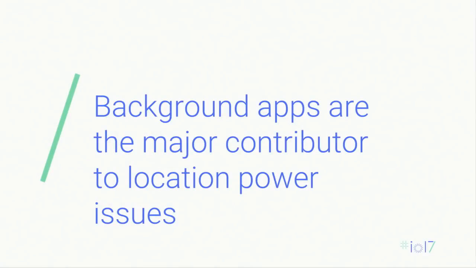So our study showed background apps are the major contributor to location power issues. Now, before Android O release, there were no limits to background location usage, which means any app can request location at any time. Now, this causes several different problems. As a result, many applications request location aggressively when they run in background, or they leak a fast foreground location when they switch from foreground to background.